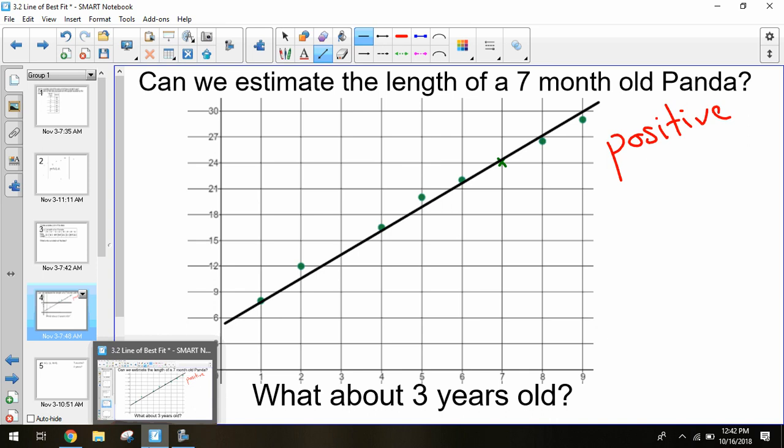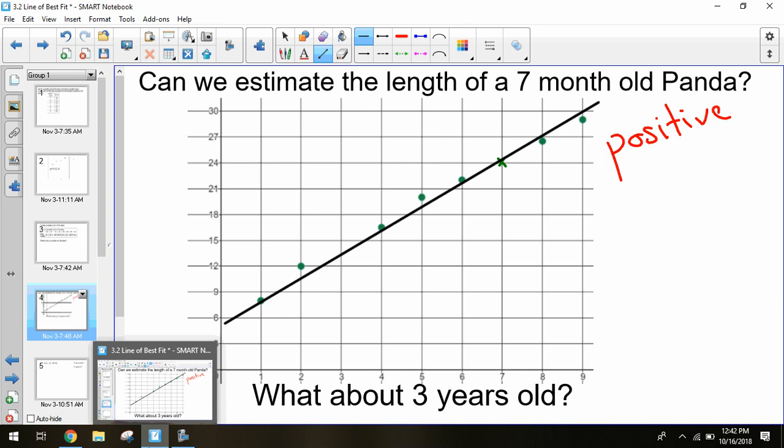Okay. Have you drawn lines of best fit in the past? Okay. Good. So this line of best fit is helpful and gives us an even better idea of where that 7 months should be. I see it might even be like 24 and a half or 25. 24 was really close, but this gives us an even better idea of where that point should be for that month.